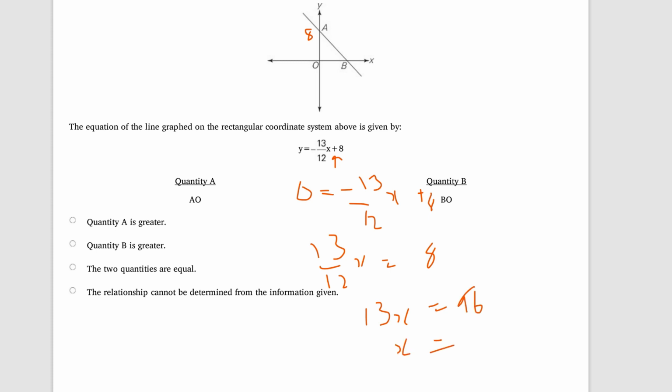Now, I'm not sure if that goes in. Obviously, we could use a calculator, but approximately, I would say 7 times 13 would be 91, so 7.2-ish. Doesn't really matter to be too accurate. So 7.2. Now, what's the question? AO, that's the distance between O and A, so that's 8. And BO, that's 7.2. So quantity A is slightly bigger. Okay, moving rapidly on.